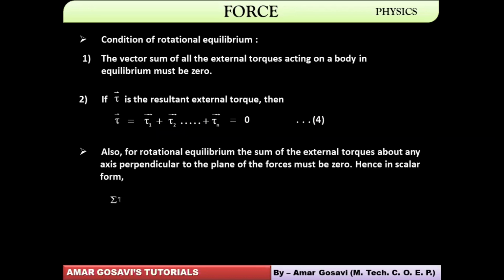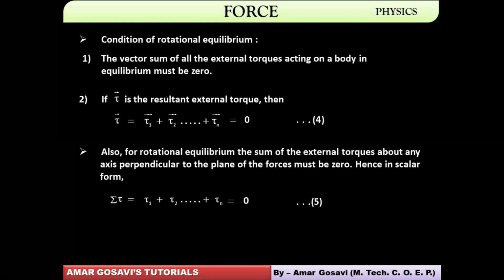The same torque condition can be established in scalar form and vector form. So the summation of all the torques in both cases should be zero for rotational equilibrium to be maintained, friends. Please make a note of it. Once you are done with it, please let me know.